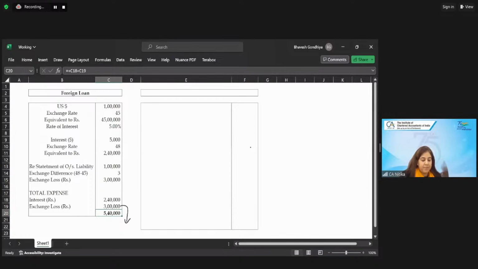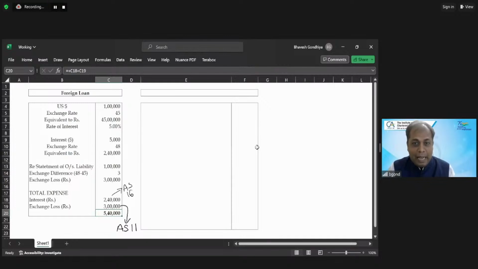Right, sir. Your question is on the 3 lakhs: how it has to be reflected in the financial statement. How do we disclose this? So now see, this interest I will name as Accounting Standard 16, and this 3 lakhs I will name as Accounting Standard 11. That is your foreign exchange loss or gain.